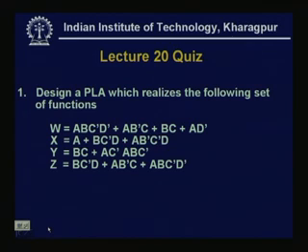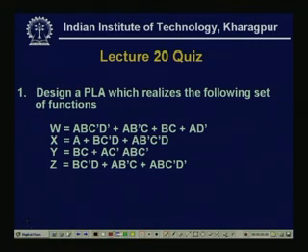Now, we see the one quiz question for this lecture 20. Design a PLA which realizes the following set of functions, which are 4 output functions. W is A B C bar D bar plus A B bar C plus B C plus A D bar, X is A plus B C bar D, A B bar C bar D, Y is B C plus A C bar plus A B C bar, Z is B C bar D plus A B bar C plus A B C bar D bar. So there are 4 input variables and 4 output variables.